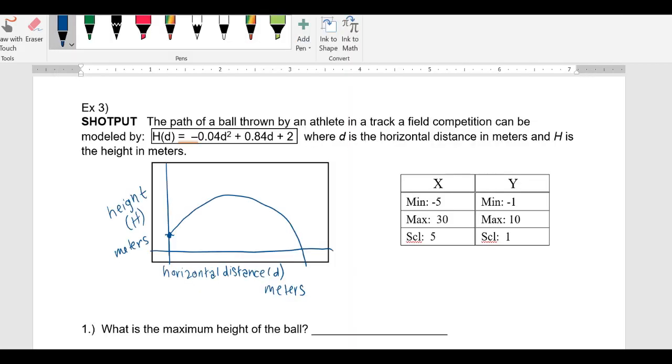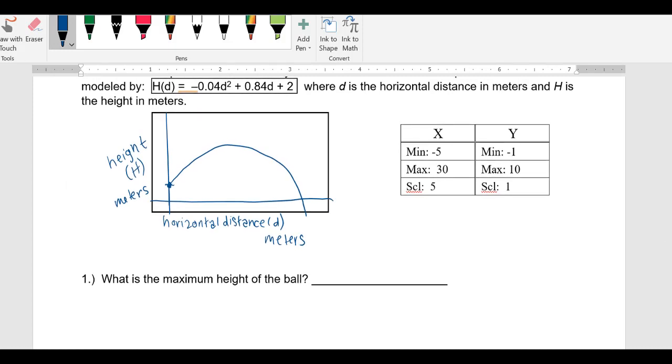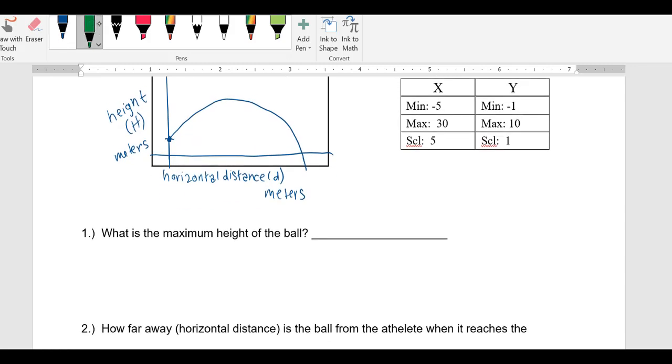Let's go ahead and see what our question is, how we're going to be interpreting it. So what is the maximum height of the ball? Okay, maximum height means what is that max distance that it reaches. We can find that by finding the vertex. At what x value, at what horizontal distance, will that ball be versus what height will it be? So we want to find the y value of that vertex.